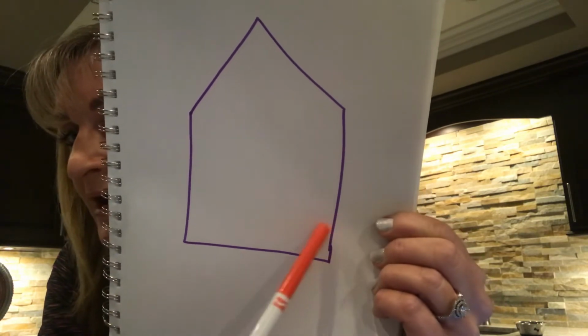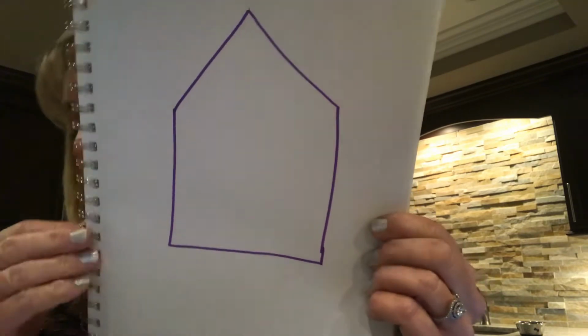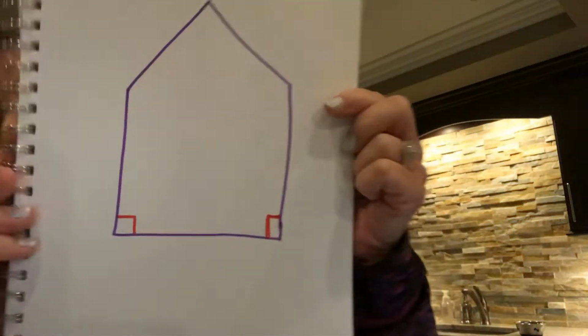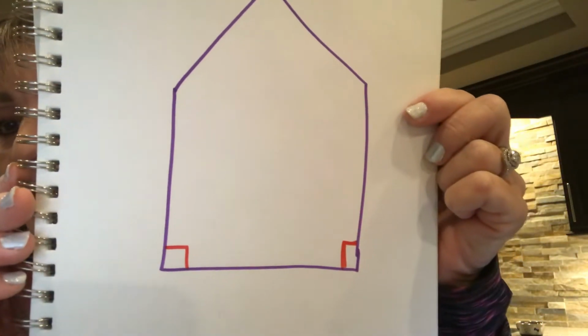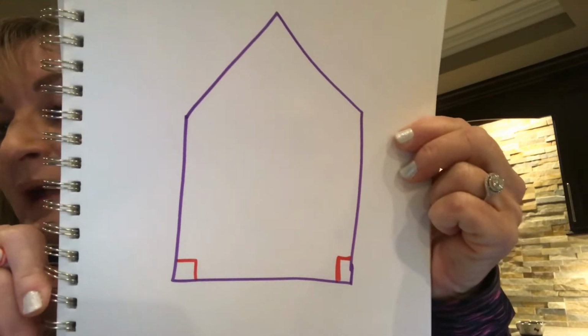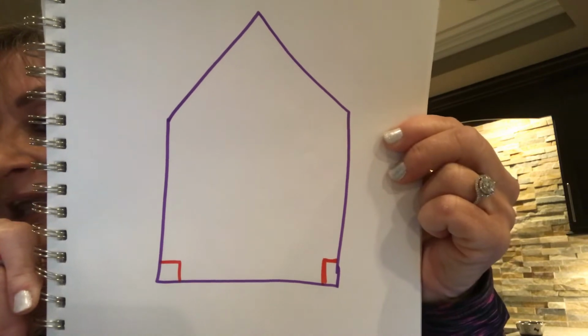Okay, now I can see a right angle. Now I can see another right angle. Can you see those two? So I'm going to draw them on there. You can do the same. 1, 2. They look like little red boxes. This one's not a very good little box there. Okay, so only 2, but there are 2 right angles on that pentagon.